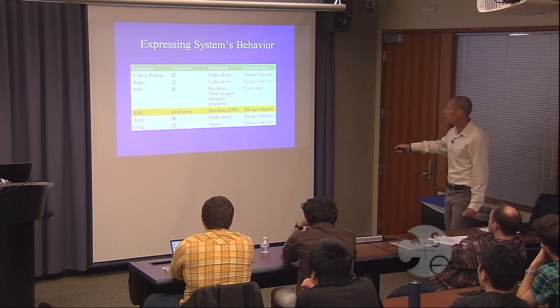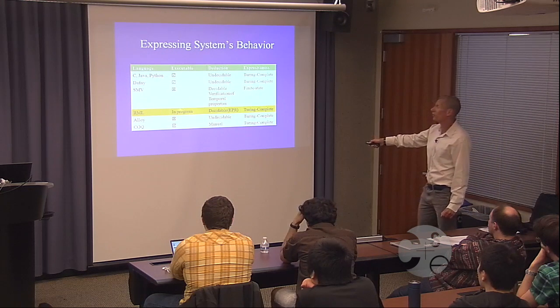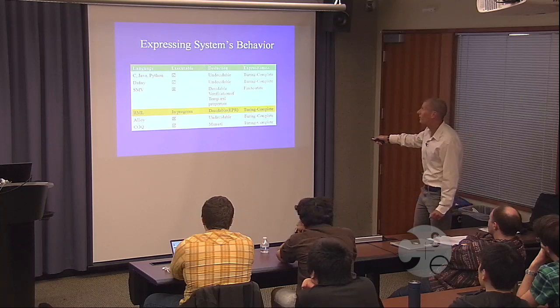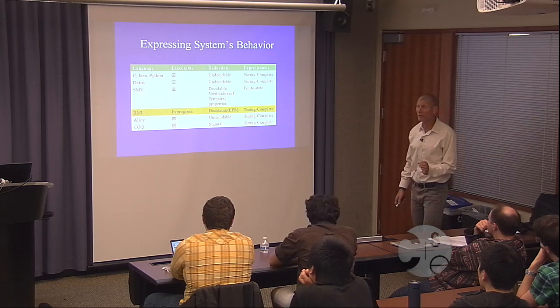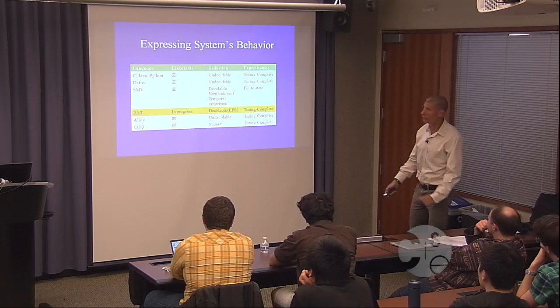So what we do here, you see that, in fact, we will have executability in the future, but now we have decidable deduction. And notice also it's a Turing complete language. It means everything that you want to write, you can write in this language. Okay, so that's a nice property of it.